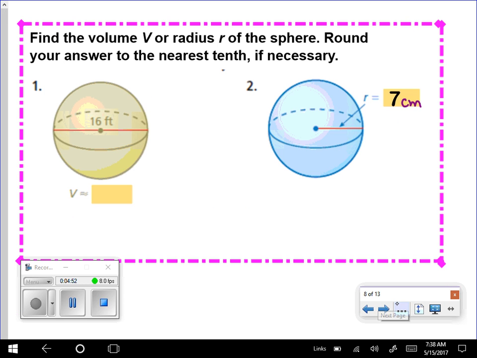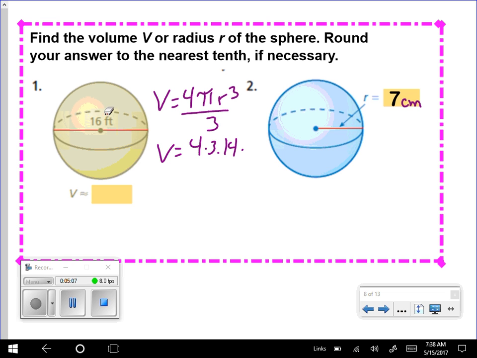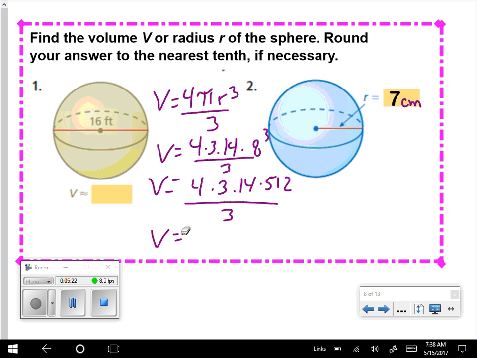Okay, awesome. One more example together, and then you're going to do one on your own. So on this one, we have 4 times pi times the radius here is not 16, it's 8. And then divided by 3. So 8 cubed, so 8 times 8 times 8 is 512 over 3. So we have 512 times 4 times 3.14 divided by 3, and I get 2,143.57 feet cubed.